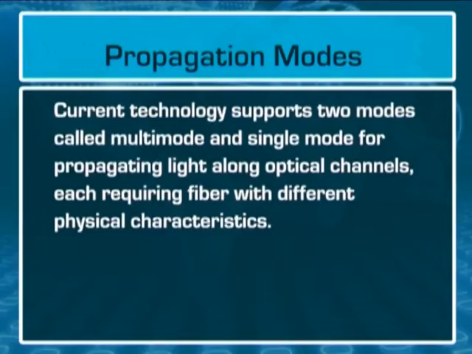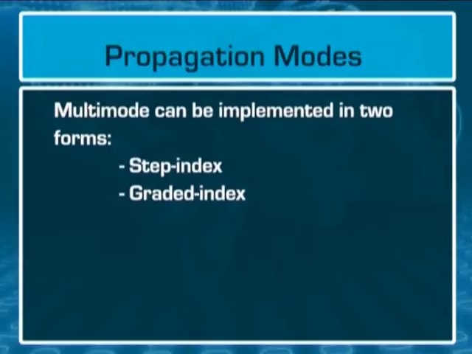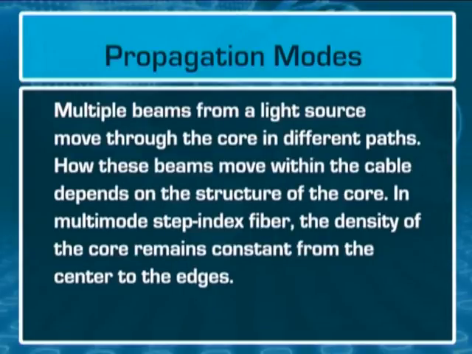Current technology supports two modes called multi-mode and single mode for propagating light along optical channels, each requiring fiber with different physical characteristics. Multimode can be implemented in two forms, step index or graded index. Multiple beams from a light source move through the core in different paths. How these beams move within the cable depends on the structure of the core.